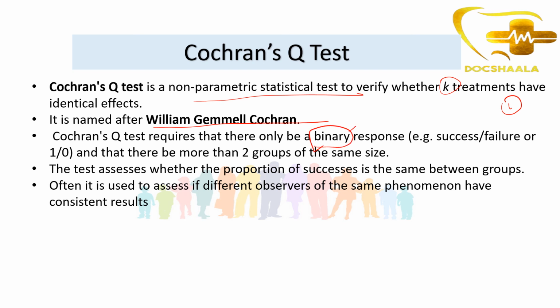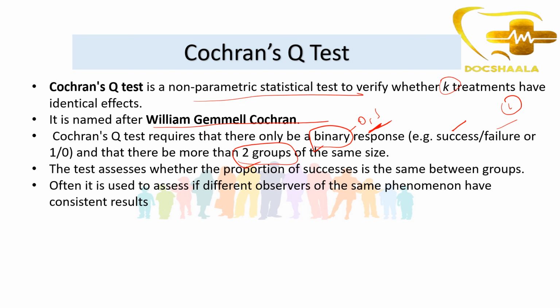We know binary system 0, 1, right? So for example, success or failure, that's it. There is no in between. And there must be more than 2 groups of the same size. So we'll take more than 2 groups of the same size, and we'll see the outcomes, whether it is success or failure, when we are giving something to them. Like any training program, we'll see whether it is a success or a failure. That's it, only 2 things.